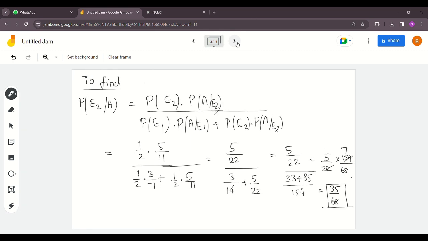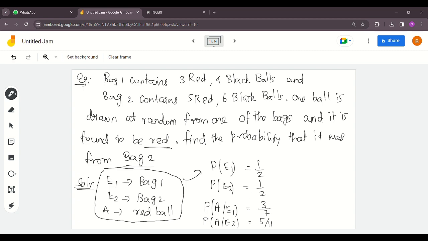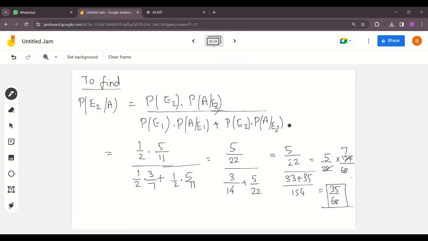Now you just need to apply these values: P of E2 into P of A bar E2, divided by P of E1 into P of A bar E1 plus P of E2 into P of A bar E2. The denominator is nothing but the sample space. The numerator is the total selection, favorable events by sample space. Now you know all the values. You need to apply them here and find out. You will get your final answer as 35 by 68.